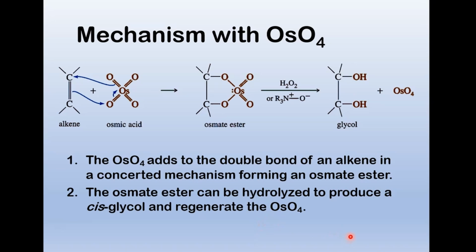The osmium tetroxide adds to the double bond of an alkene in a concerted manner. Concerted mechanism, that means all at once. And you get this osmate ester. And then hydrolyzed.